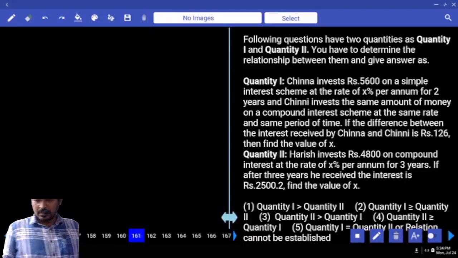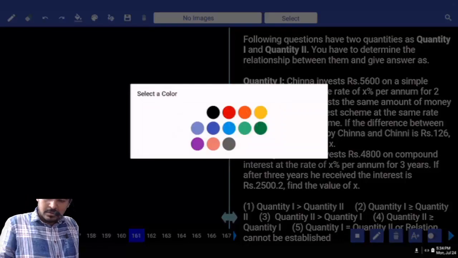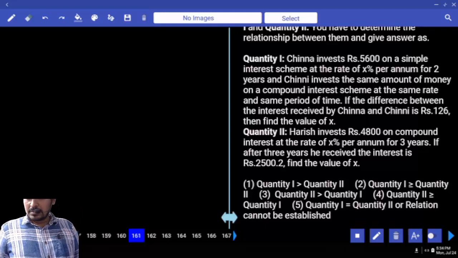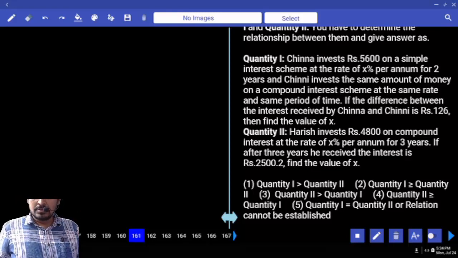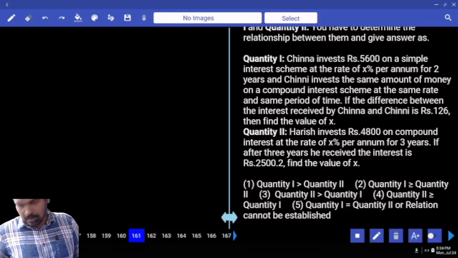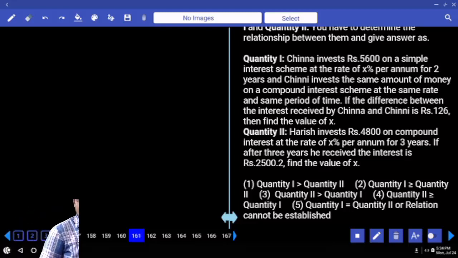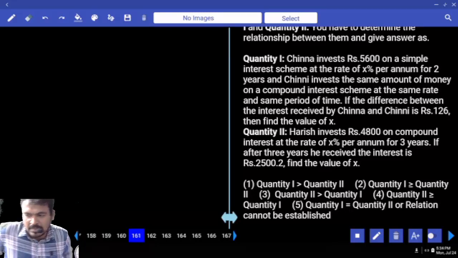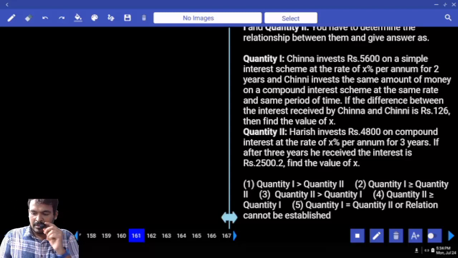Number 161. Tina invested 5,600 on a simple interest scheme at the rate of X% per annum for 2 years, and Chini invested the same amount of money on a compound interest scheme at the same rate and same period of time. If the difference between the interest received by Tina and Chini is 126, find the value of X.